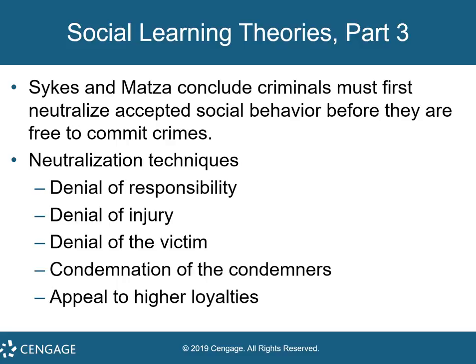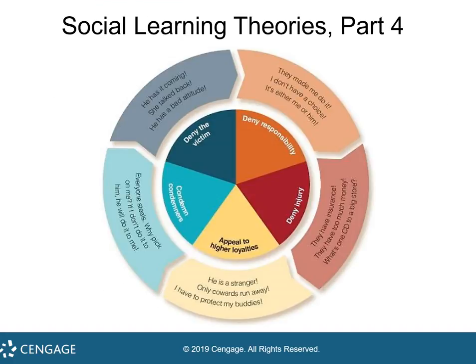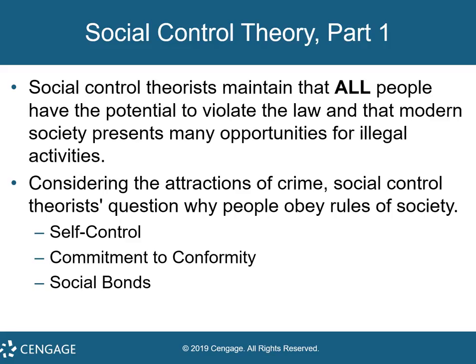And then the last one is appeal to higher loyalties. This might be where novice criminals often argue that they are caught in the dilemma of being loyal to their peer group while attempting to abide by the rules of society. So these are some of the things that fall under the neutralization theory. And in your textbook on page 224, there's a diagram that looks at the techniques of neutralization. So you can look at that at your leisure.